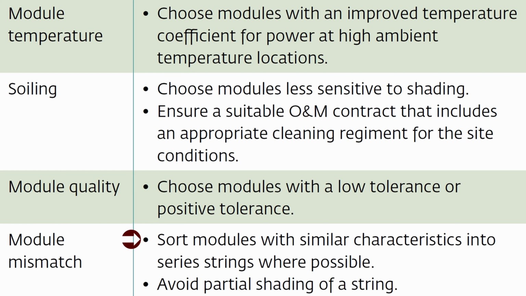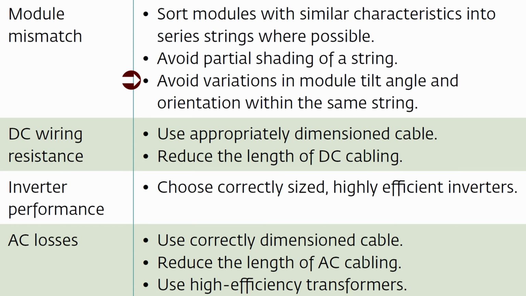Module mismatch: you sort the modules with similar characteristics in the series strings. When possible, avoid the partial shading of a string. Avoid variations in module tilt and angle and so on in the same string. If you use module inverters, this isn't a big problem. DC wiring resistance, we calculated already in the exercise. This also applies to the inverter performance. Yes, you have the high efficiency inverters and they have to be correctly sized. AC losses: also the sizing of the cables and so on, and high efficiency transformers.